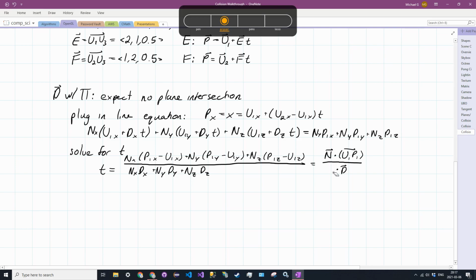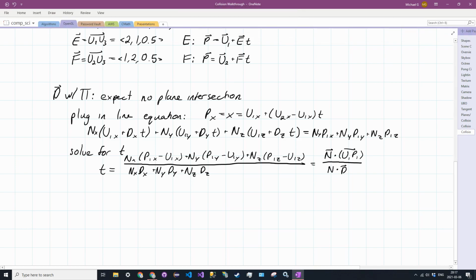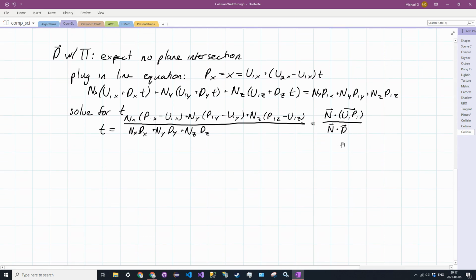But in a quick explanation for the numerator, we just have the x component of the difference times the x component of the normal vector plus the y component of the difference times the y component of the normal vector plus the z component of the difference times the z component of the normal vector. And this will hold. This equation is general. It doesn't care about what the values are yet. These are just general equations.